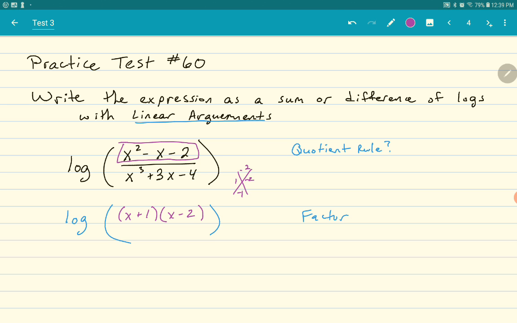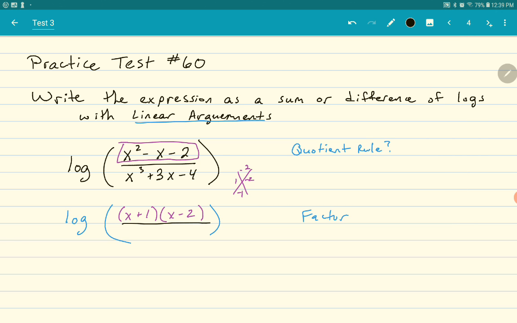And I always double check this, make sure, if I FOIL this together, am I going to get what I started with? And I see my last term is going to be 1 times -2, so that looks good. Add my middle terms together, I'm going to have 1x minus 2x, which gives me -1. So looks good. All right, moving on to the denominator now.